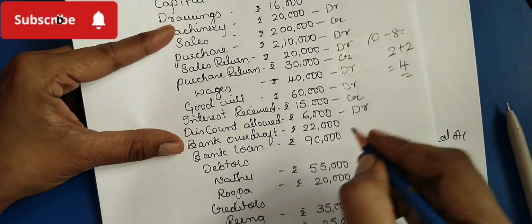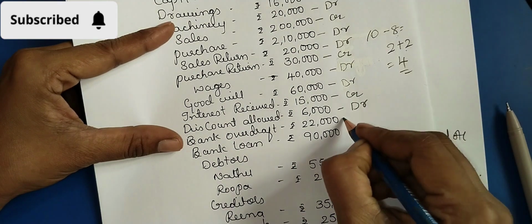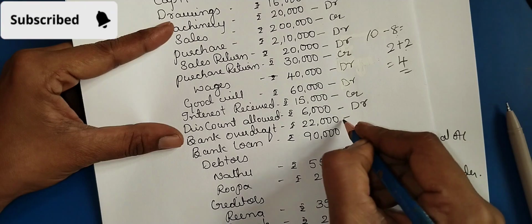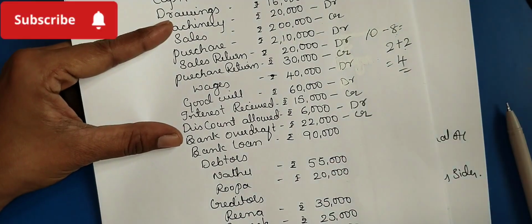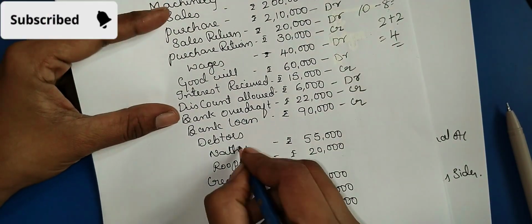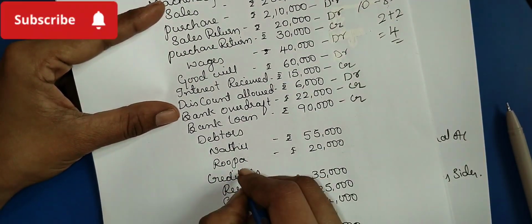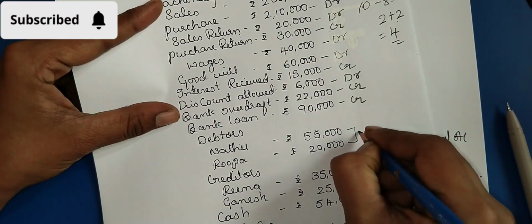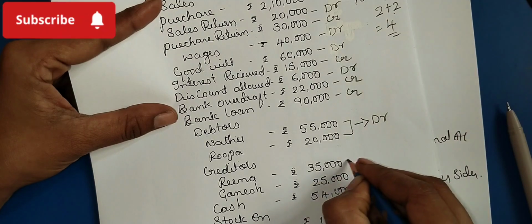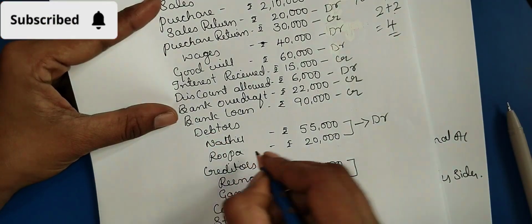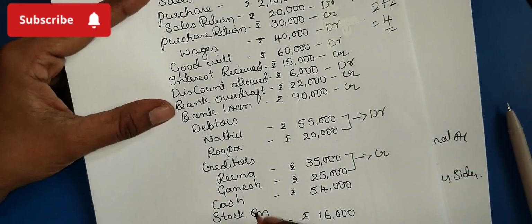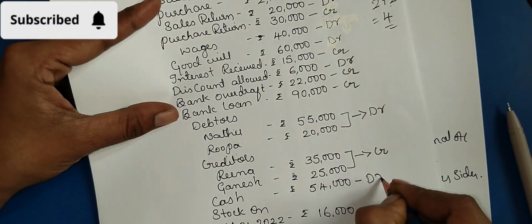Bank overdraft, I have withdrawn over amount. When I return this with interest, expense. As of now, it is a liability for us. So we are crediting. Bank loan, we are crediting. Debtors, we have two debtors, Natu and Rupa. So both we are debiting, right? And creditors, suppliers. Debtors means customers, creditors means suppliers, we are crediting. Okay. Cash, debiting, asset.